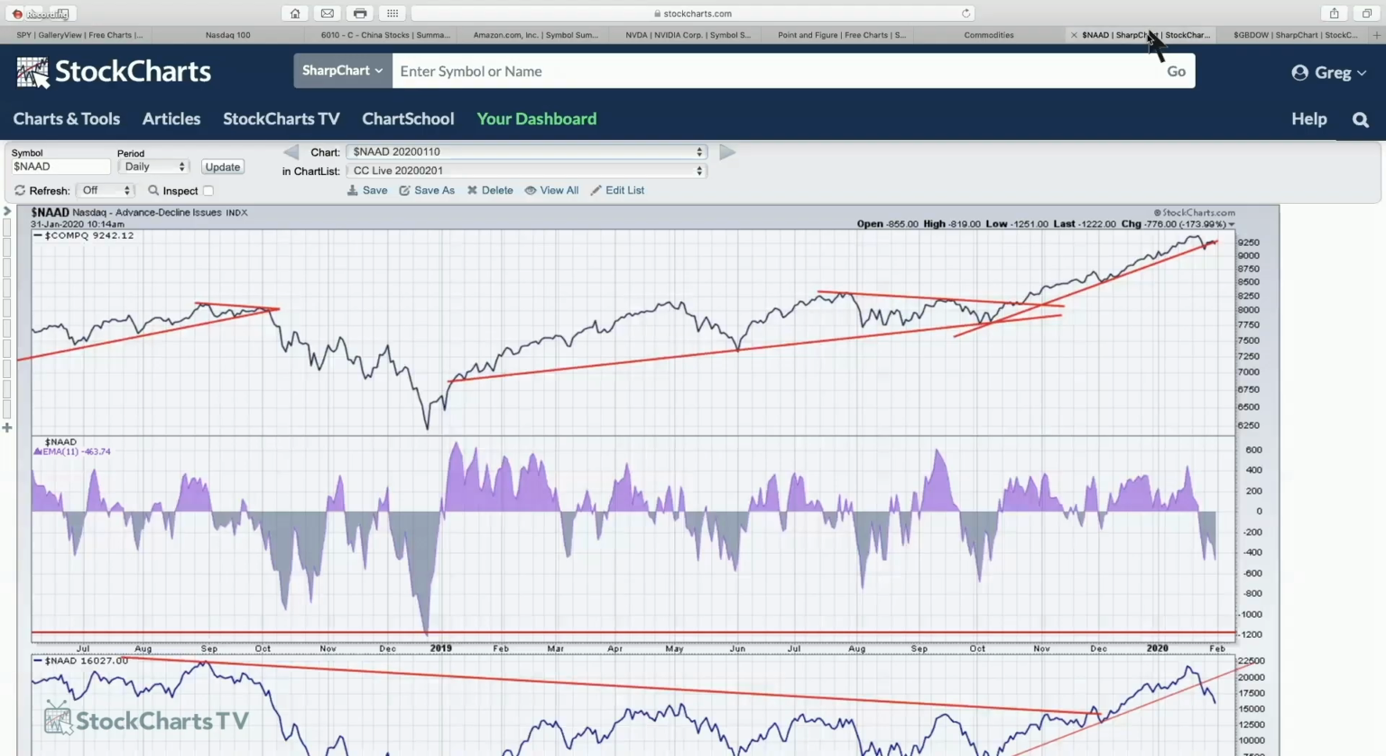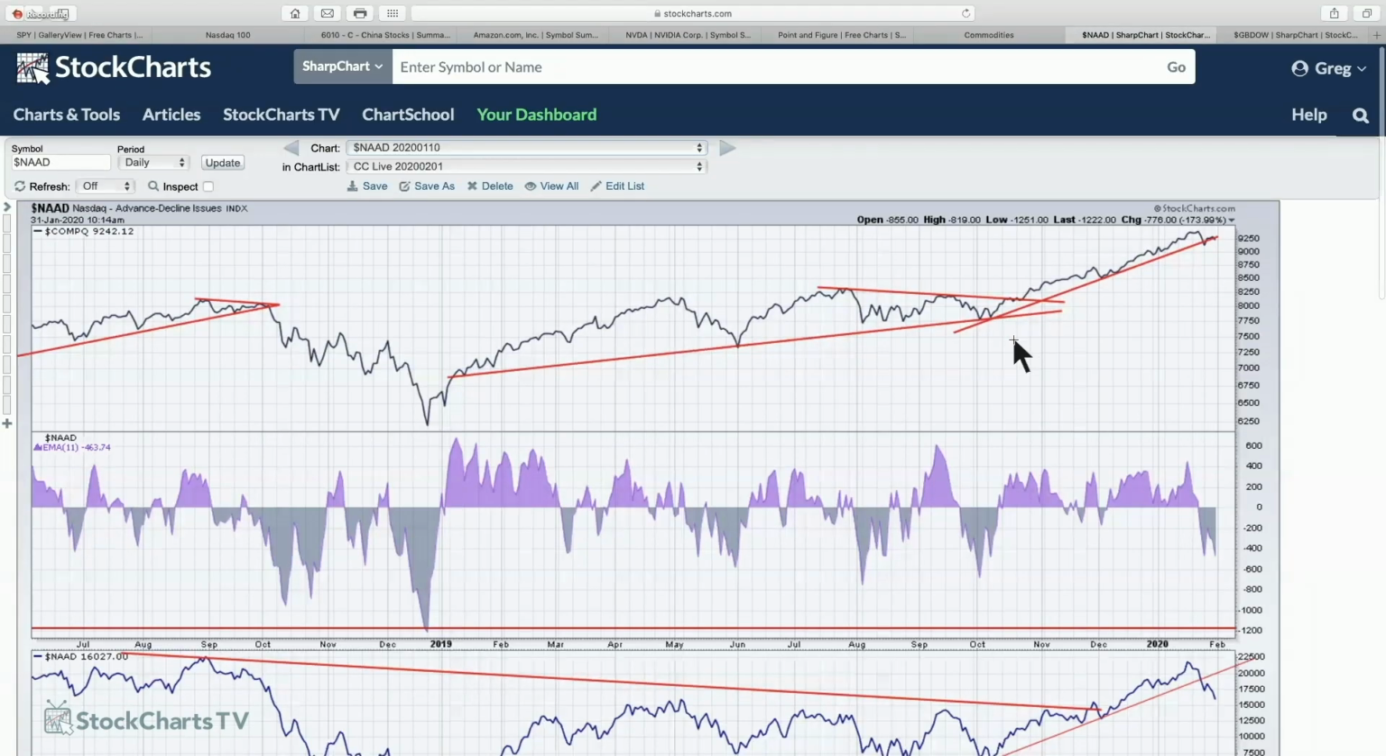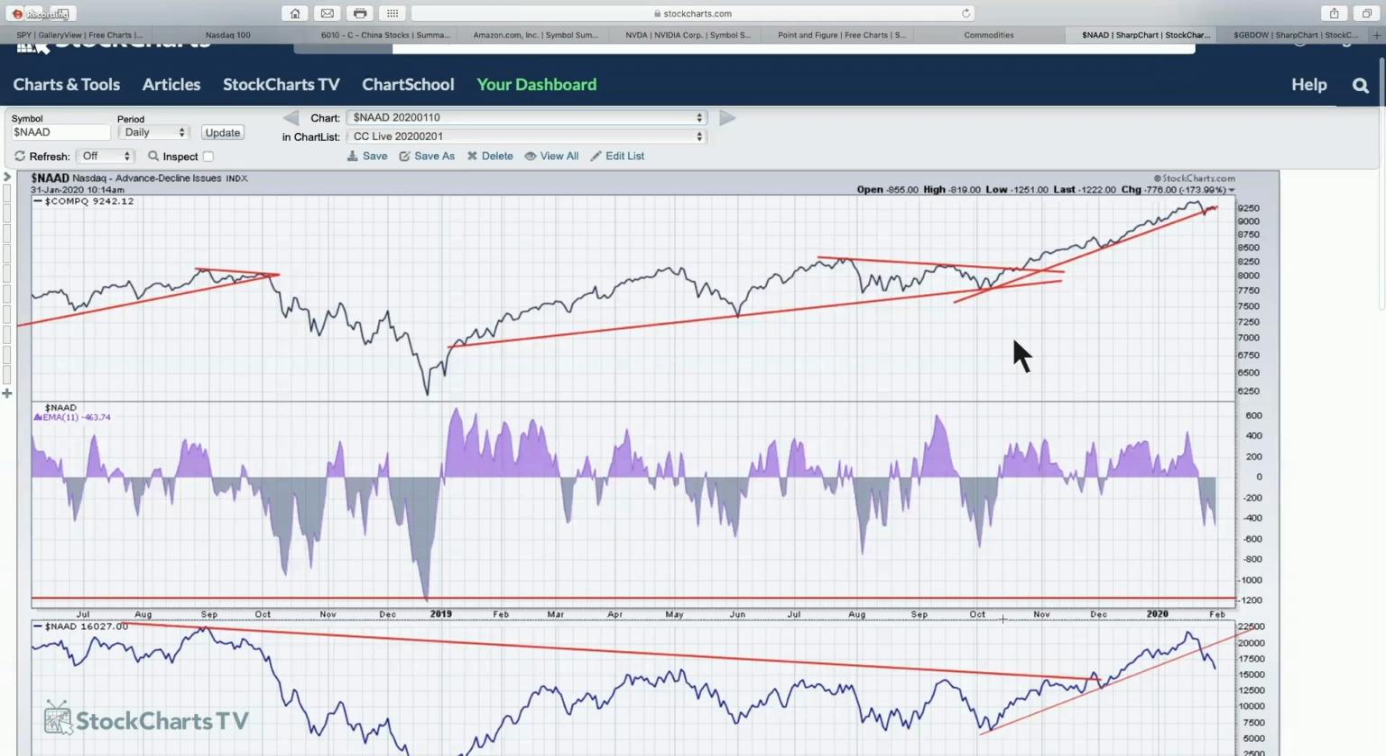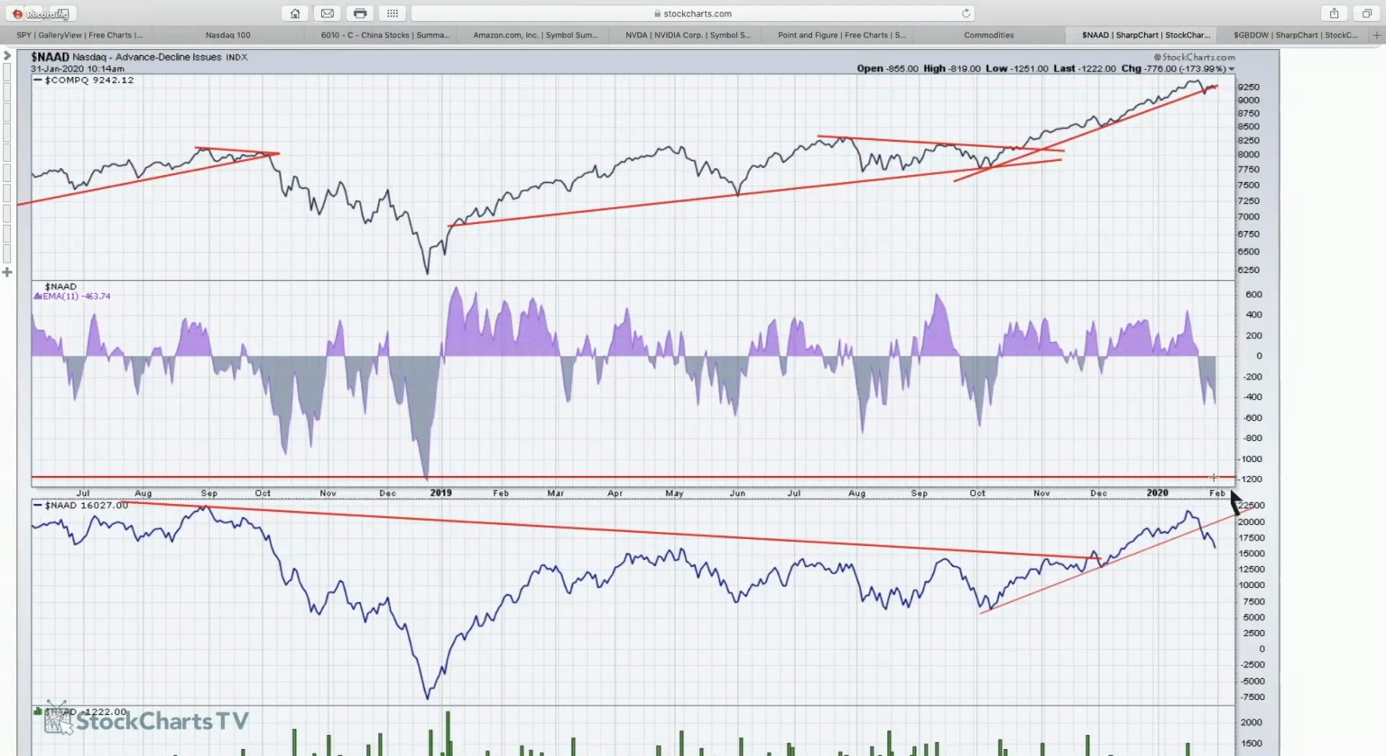In terms of the actual stock market here in the US, we've got the NASDAQ advanced decline line rolling over quite hard as price has held up. And we can just refresh this here.